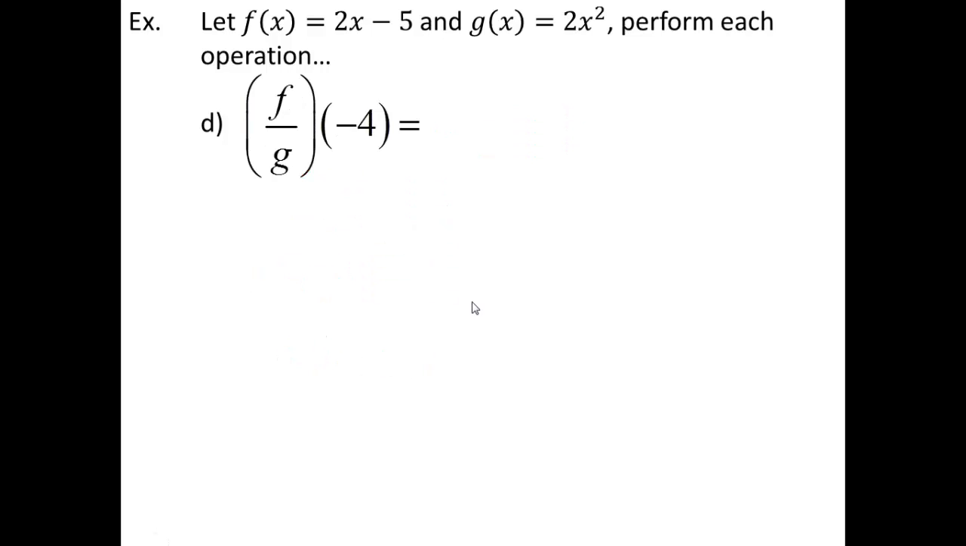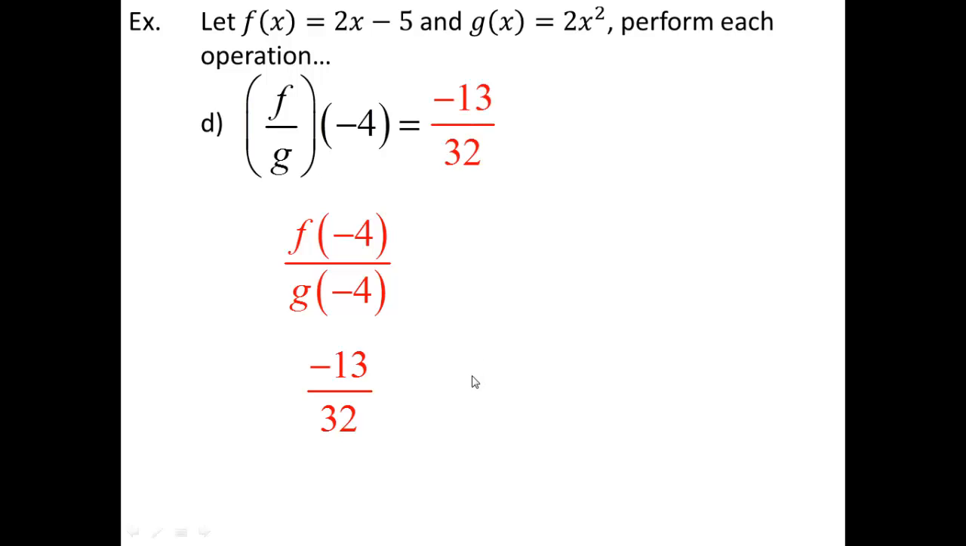And then f over g, in other words, f of negative 4 over g of negative 4. So I'm just going to evaluate f of negative 4, evaluate g of negative 4, attempt to divide, and call it a day. So f of -4 would be -13. g of -4 would be 32. I'm going to attempt to divide, but 13 and 32 is not going to divide pretty, so I'm just going to leave it as -13 over 32.